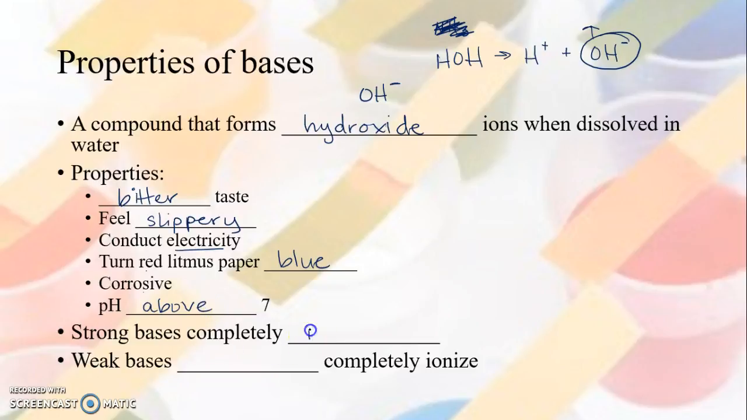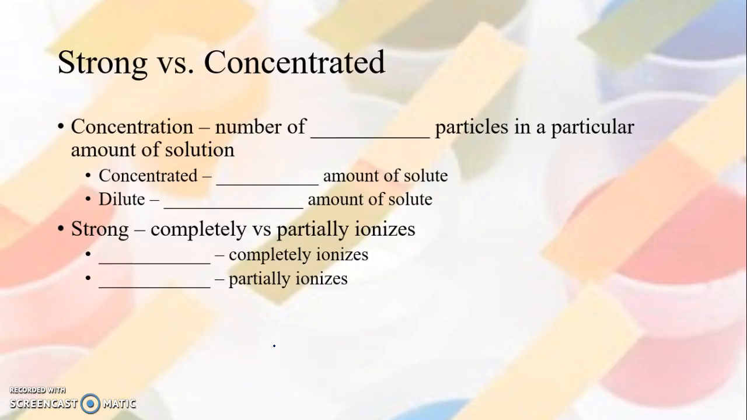Strong bases will completely ionize. Those are strong electrolytes. And weak bases will not completely ionize. They only partially ionize, so those would be weak electrolytes. A lot of people confuse strong and concentrated. They say they're the same thing. Well, guess what? They're not.